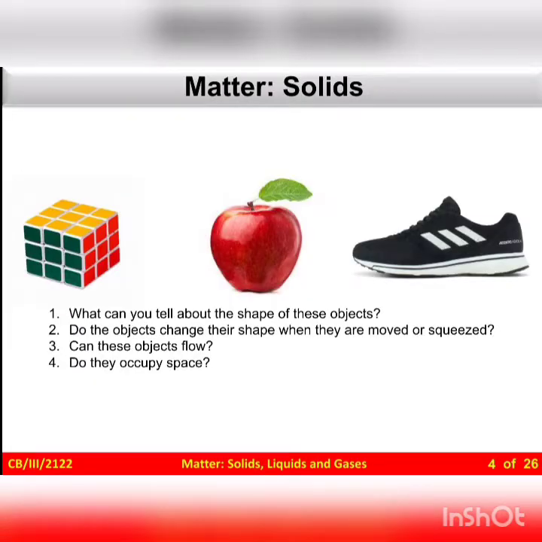Now look at the picture. What can you tell about the shape of these objects? Yes, these objects have a definite shape.